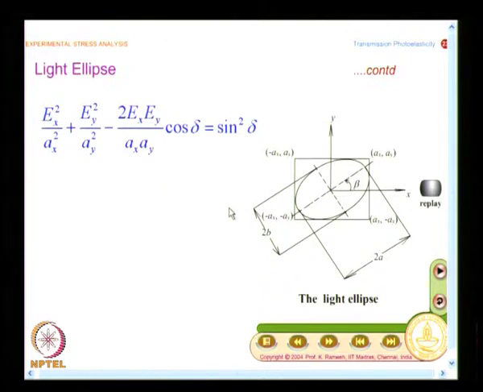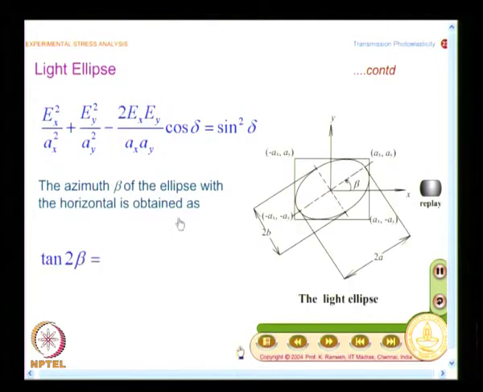and we will directly take that result from what is available in the literature. We will not derive it. What I have here is the azimuth beta of the ellipse with the horizontal, given as tan 2 beta equal to 2 A x A y divided by A x squared minus A y squared, into cos delta. And this is a very important learning. When I have two simple harmonic motions which travel perpendicularly and they have a phase difference, and they interact, you essentially get an ellipse.